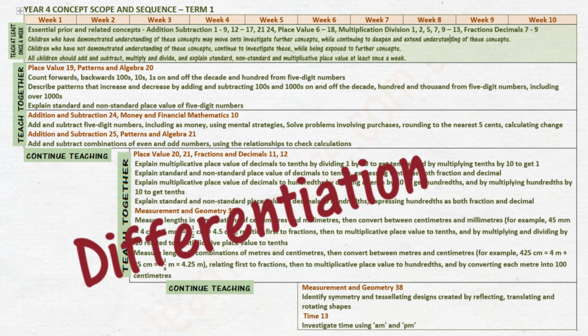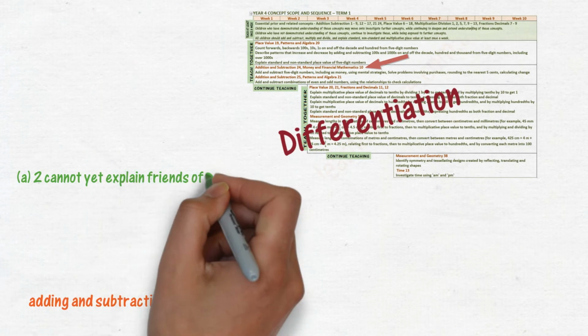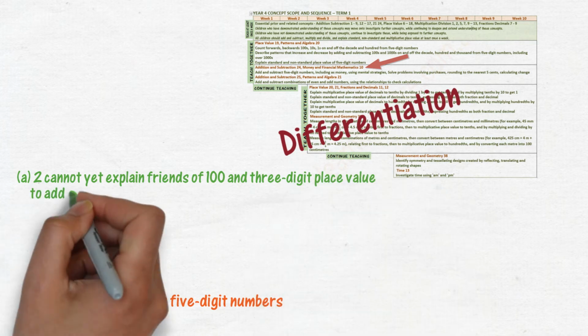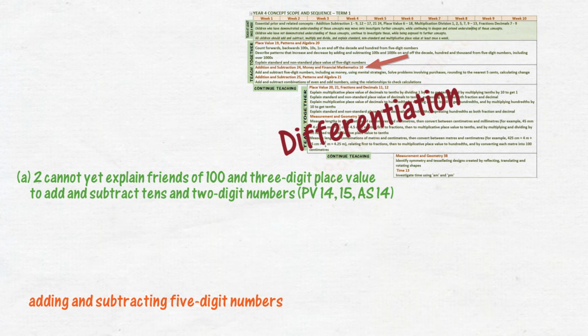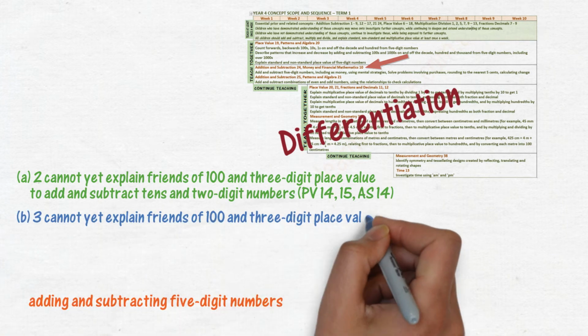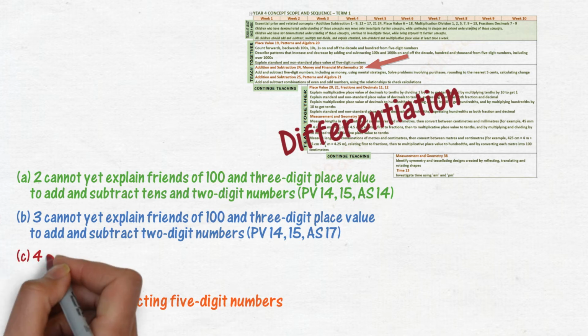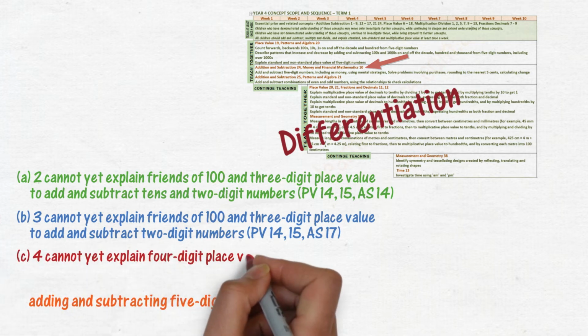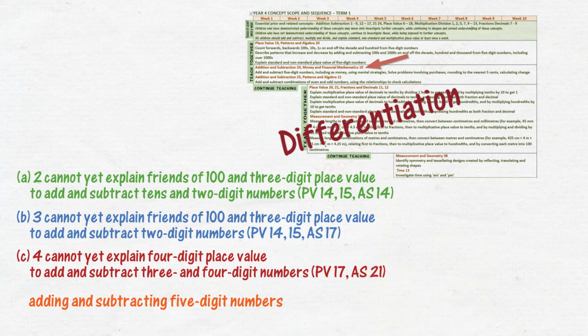This will require differentiation. For example, you want to begin teaching adding and subtracting 5-digit numbers. But A, 2 students cannot yet explain friends of 100 or 3-digit place value to add and subtract tens and 2-digit numbers. B, 3 students cannot yet explain friends of 100 or 3-digit place value to add and subtract 2-digit numbers. C, 4 students cannot yet explain 4-digit place value to add and subtract 3 and 4-digit numbers.